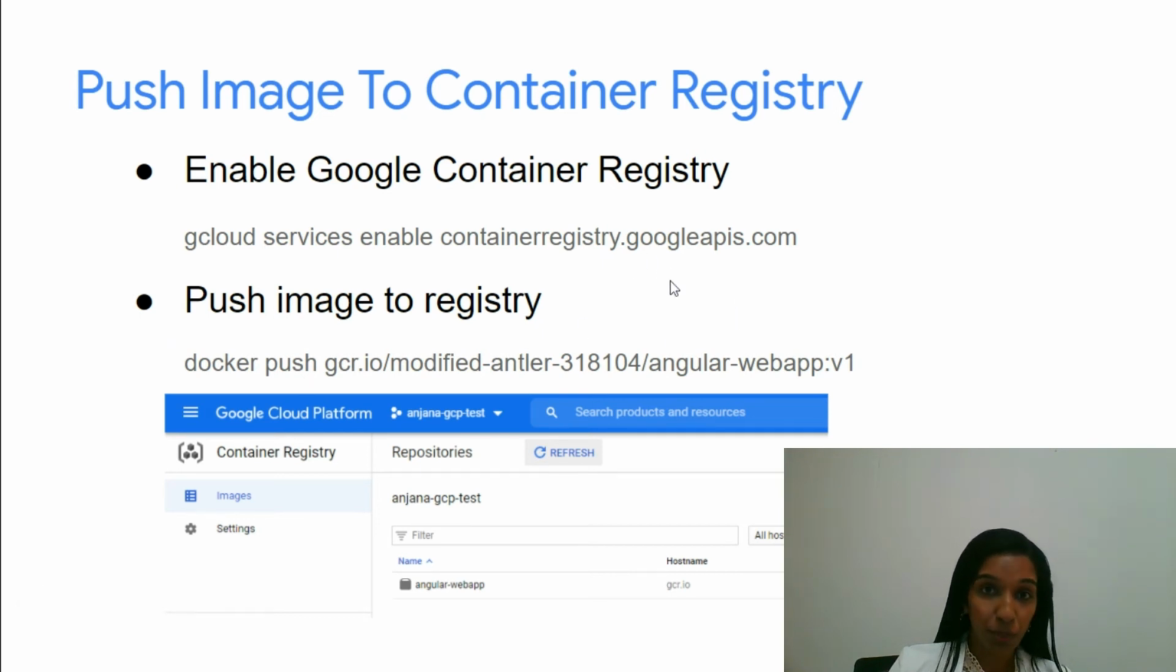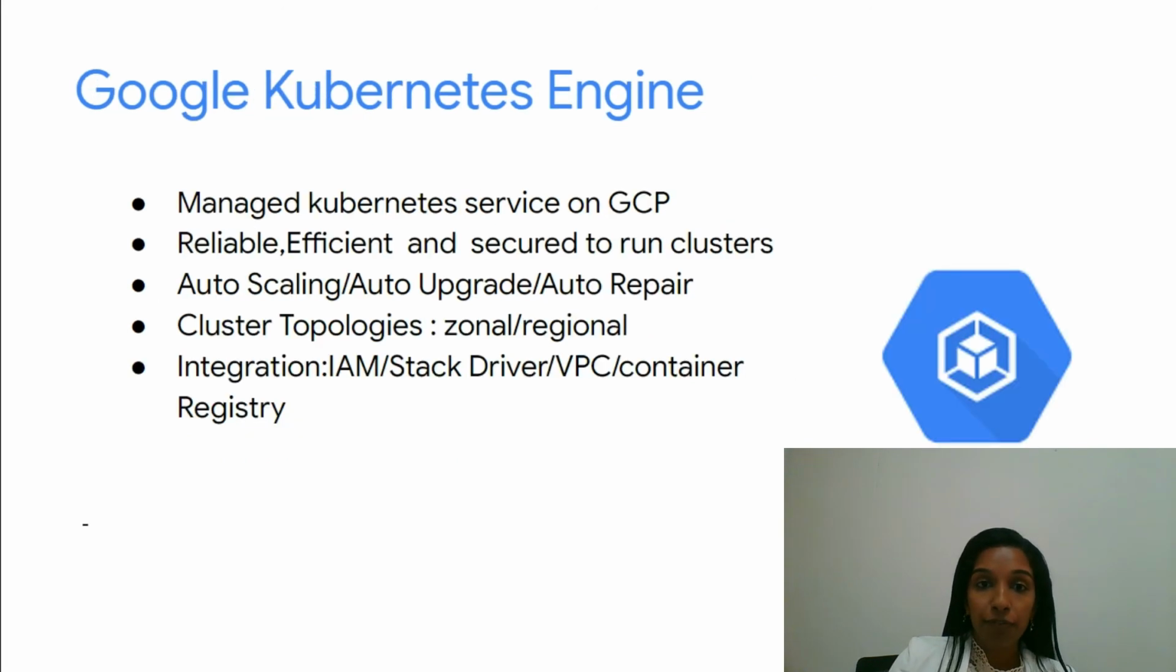After the image is pushed successfully, we can refresh the container registry, and we can see that our Angular web app image is already uploaded. So now we have the image ready on Google Cloud. We have to create a Google Kubernetes Engine cluster.